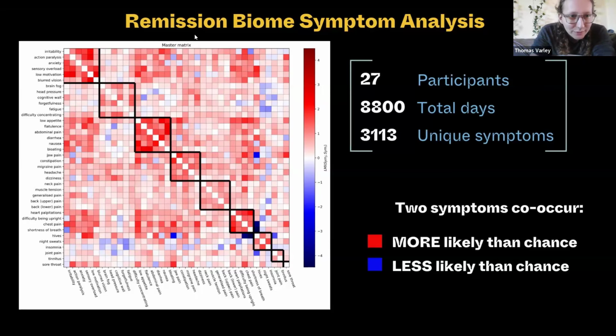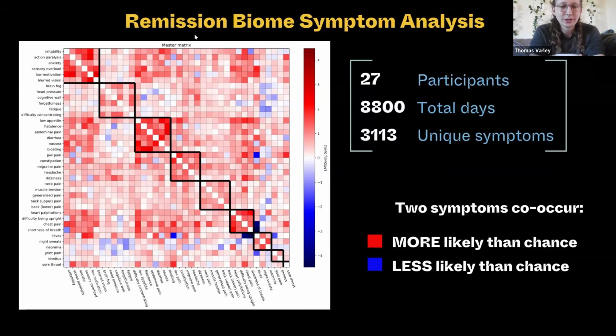So here we look and we can see that anxiety and irritability are, perhaps unsurprisingly, colored red. That means that on a given day, if you are anxious, you are more likely to also be irritable than you would expect just by random chance. And then symptoms are colored blue if they're actually less likely to appear together than you would expect by chance. So for instance, if you have jaw pain, then you are less likely to have hives on that same day than you would expect by chance.